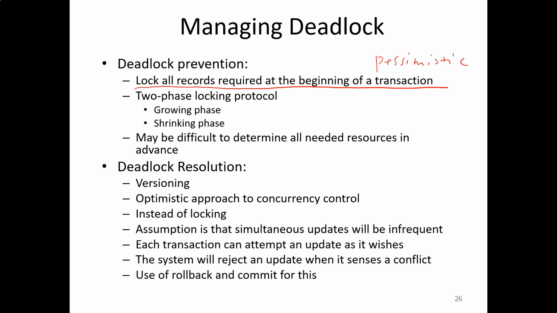The optimistic approach is something called versioning. Versioning basically means we think that deadlock situations are infrequent. So what we are going to do is let the deadlock occur. We're not going to prevent it from occurring. And instead of locking these records at the beginning of the transaction, we are just going to let these deadlock situations occur. And then once it occurs, we are going to resolve it on a case-by-case basis.